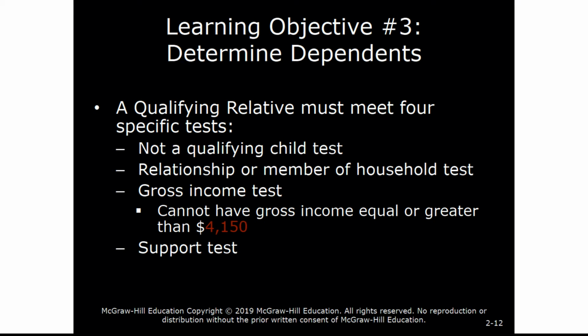The other way to become a dependent of someone else is to be a qualifying relative, but to be a qualifying relative you must meet 4 other tests, and one is the not a qualifying child test. You cannot be both a qualifying child and a qualifying relative. You must pass a relationship or member of household test. The gross income of the qualifying relative cannot be more than $4,150. The PowerPoints from the authors have not yet been updated, so they still say $4,050. It's actually $4,150. And then to be a qualifying relative, you must pass the support test as well.